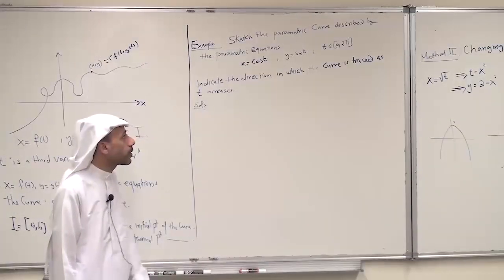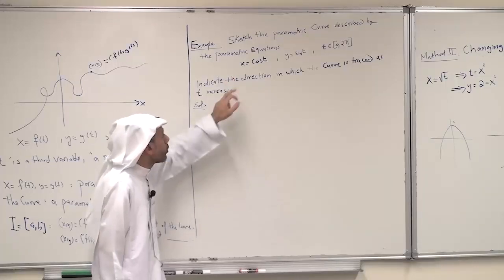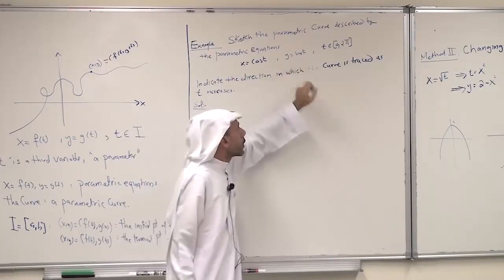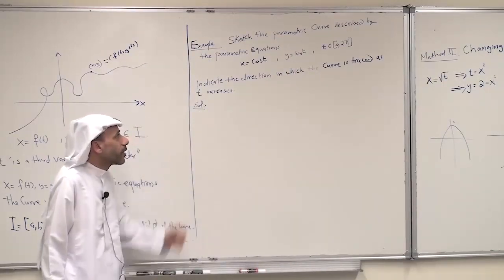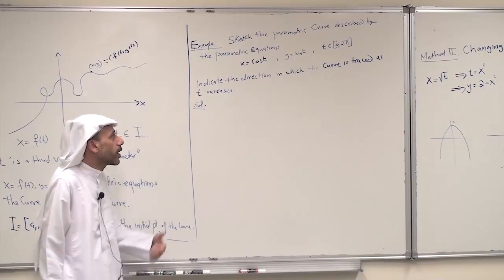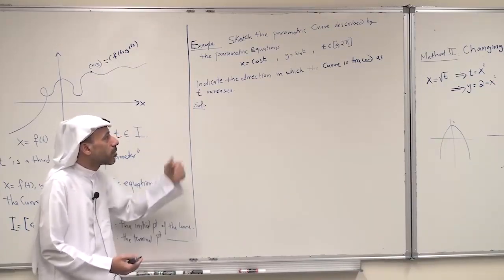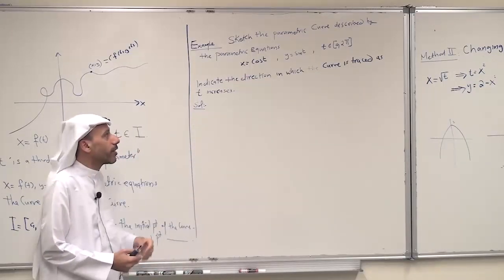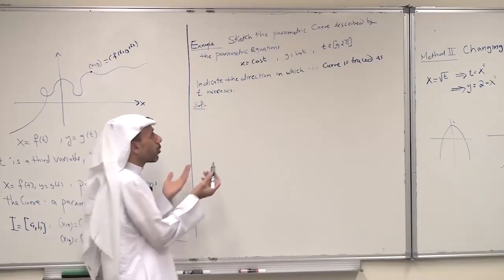We consider now a second example. Again, sketch the parametric curve described by the parametric equations x equals cosine t, y equals sine t, t in the interval 0 to 2 pi, and then indicate the direction in which the curve is traced as t increases. Well, here we'll try again to change to a Cartesian equation by eliminating the parameter t. How to do this?